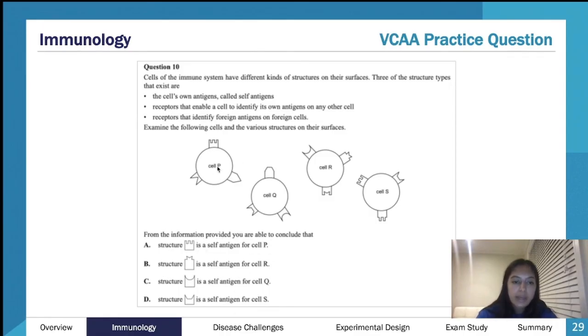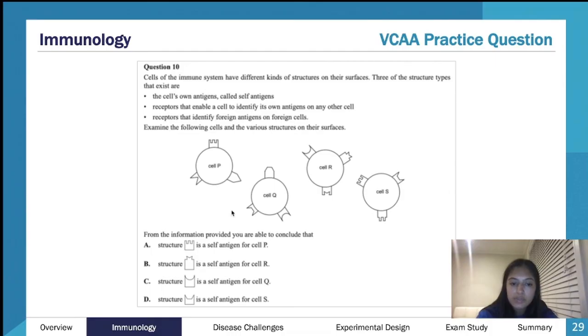So if we go to cell P, this fits into that. So this must be the receptor and the self-antigen. So this will be the foreign one. So therefore A can't be right. B, so cell R. So this fits into this. So this must be your self-antigen and your receptor. This is your foreign one. Oh, yeah, that's looking pretty right.